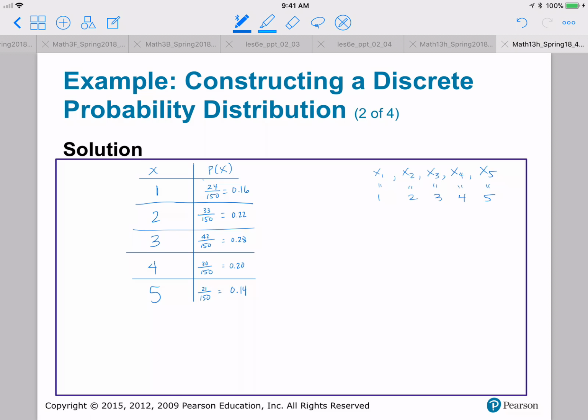So, let's see here. So this is my probability distribution. Okay, so we could rewrite it horizontally. So we could have x and p of x. 1, 2, 3, 4, 5. And for 1, we'll have 0.16. For 2, we'll have 0.22. For 3, we'll have 0.28. For 4, we'll have 0.20. And for 5, we'll have 0.14.